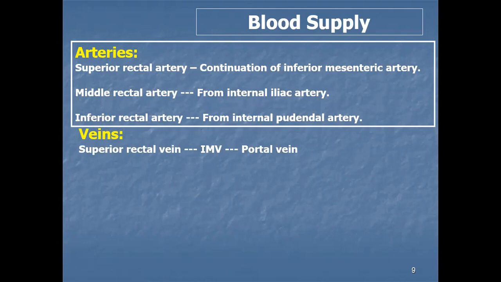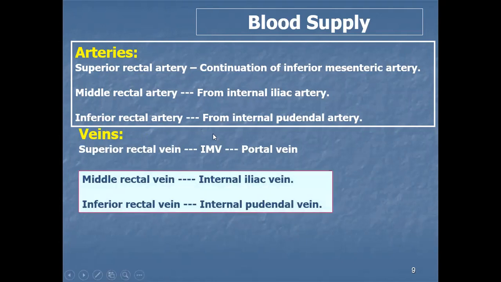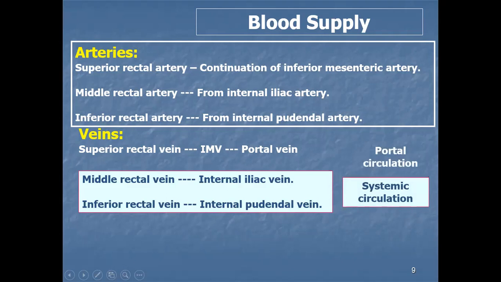And the venous drainage is into the portal circulation, or the portal vein, through the superior rectal vein, draining into the inferior mesenteric vein, and from there into the portal vein. The middle and the inferior rectal veins will be draining into separate veins called the internal iliac veins, as well as the internal pudendal vein. And this is very important because it leads to something called the portocaval anastomosis, because the superior rectal vein is draining into the portal vein, that is portal circulation, and the middle and inferior rectal veins are draining into the internal iliac and the internal pudendal vein, that is the systemic circulation.